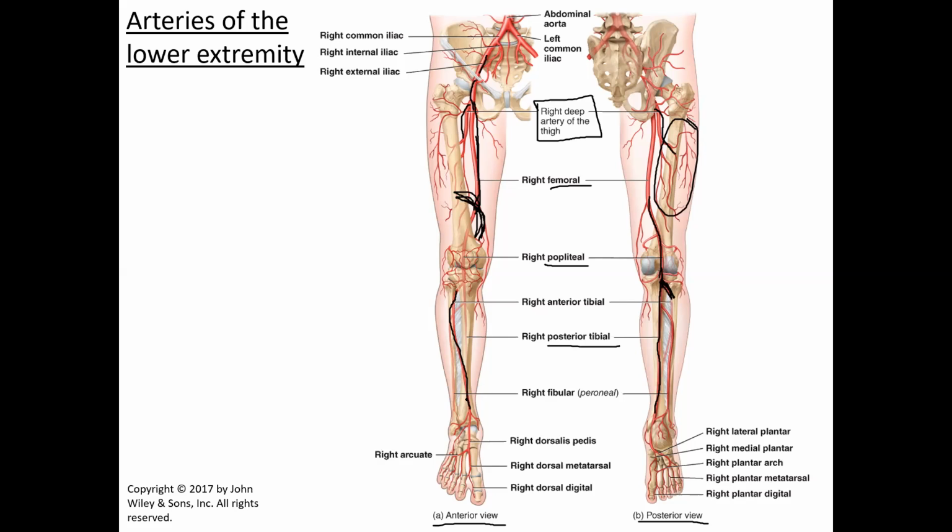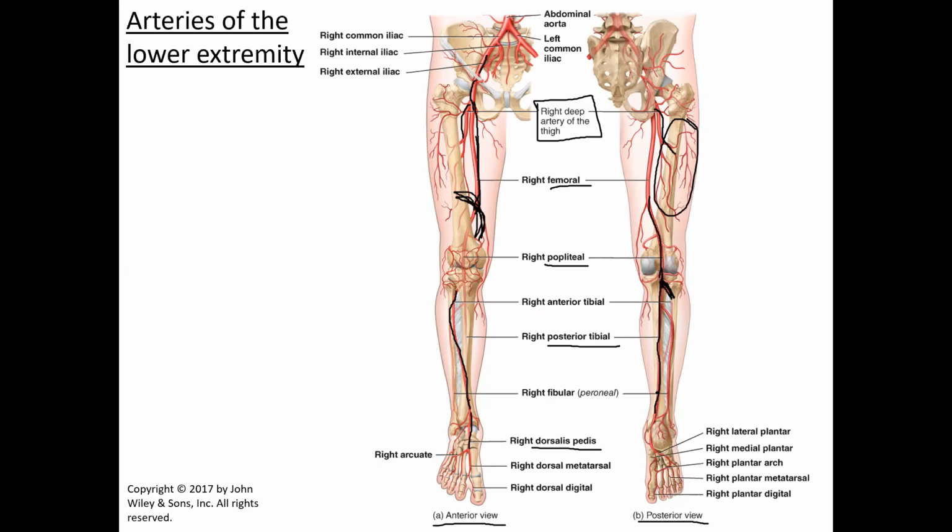Let's go back to anterior tibial. So anterior tibial will continue, like we said, down the anterior of the leg. When it gets down past the ankle, it becomes the dorsalis pedis artery. And then we get all these branches to the superior or dorsal surface of the foot.